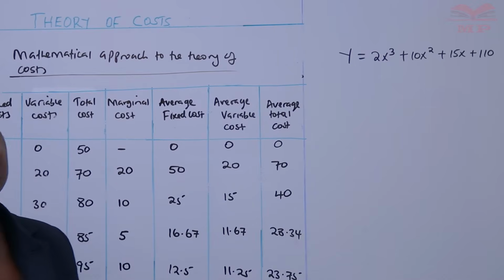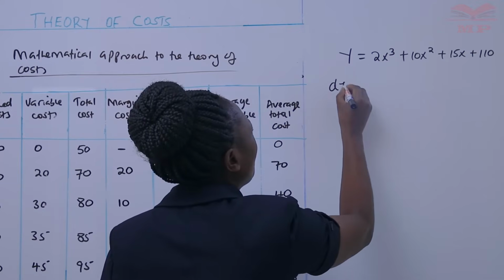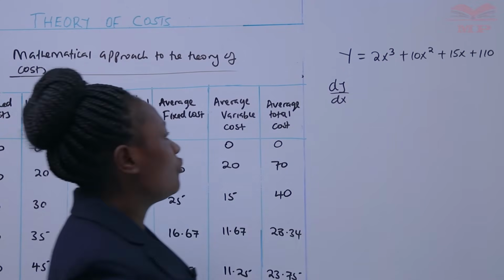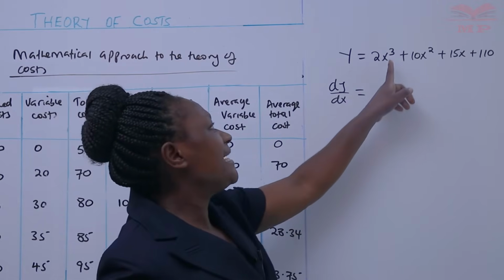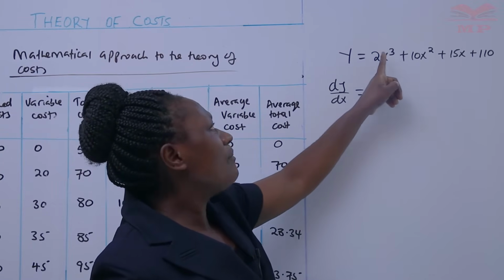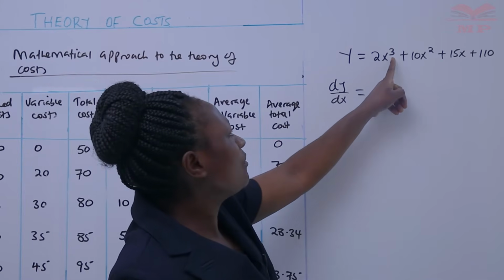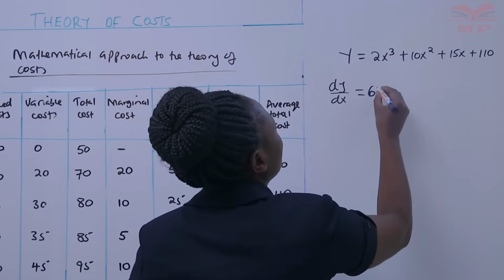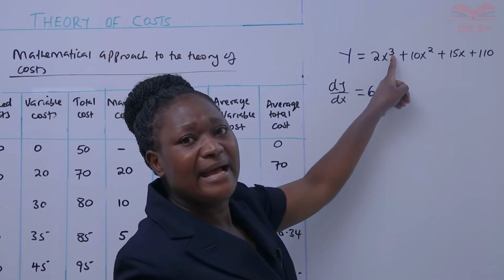Differentiating simply means finding the derivative of that function, or what we refer to as finding the dy over dx of the function. So to differentiate this function, what we do is we take the power, this is the power 3, you take the power, multiply by the constant. So this will be 3 multiplied by 2, which will give us 6. So we have 6x. Then we reduce this power by 1.